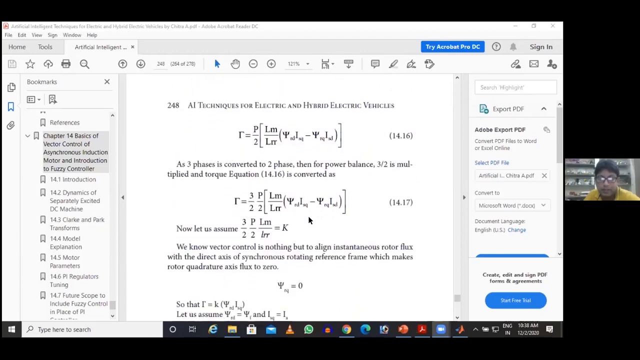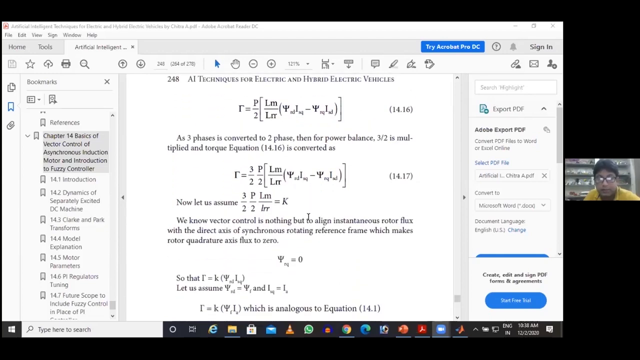Now, if we want to do the power balance, then we need to multiply these things by 3/2. So for an asynchronous 3-phase induction machine, the exact torque equation is 3/2 into P/2 into Lm by Lr into psi rd into Isq minus psi rq into Isd. Now, all these are passive parameters, which I can take as a constant.